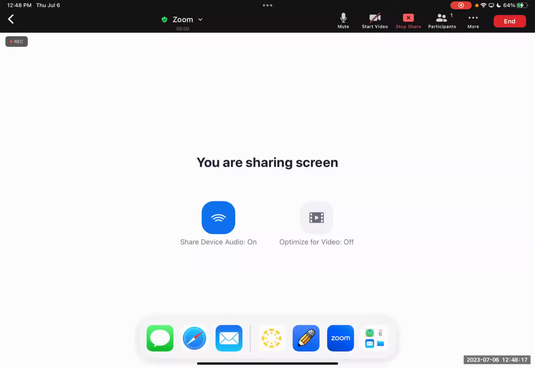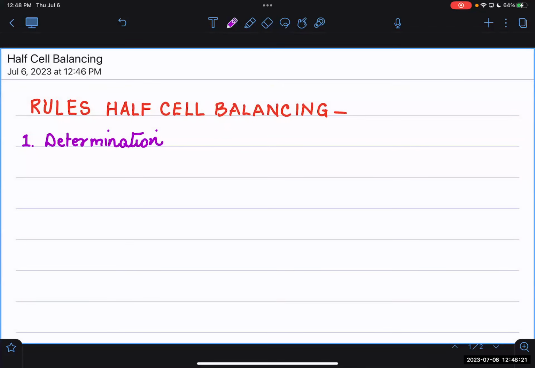Okay, so we are recording this meeting, and we are going to learn half-cell balancing. This half-cell balancing is done in the acidic medium and the basic medium. And as I said, this is a part of redox reactions. Okay, so what is the first thing?